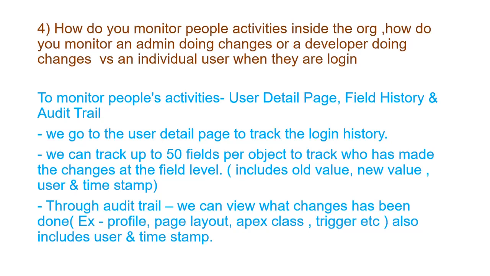So next is audit trail. Through audit trail we can view what changes have been done in the organization. For example, if anybody has made any profile changes, it will reflect in the audit trail. Page layout, apex class, trigger, etc. So all the component changes will reflect in the audit trail. It includes who has done the changes, and also the timestamp along with what changes have been done.